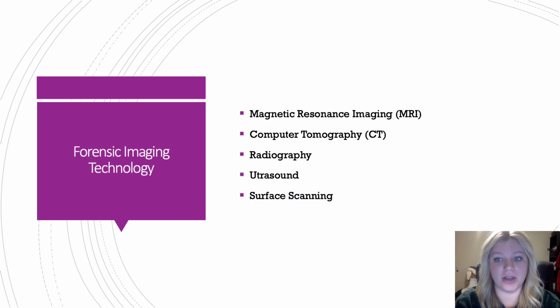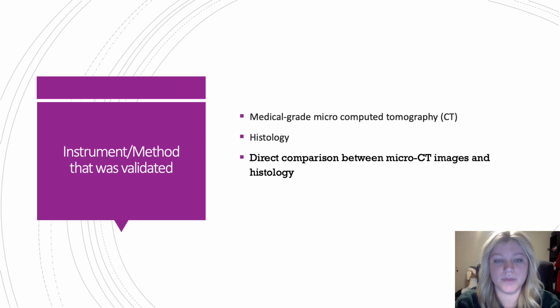Forensic imaging technology is widely used in postmortem examinations in the subdivision of forensic science called forensic radiology. Magnetic resonance imaging, or an MRI, computer tomography, CT, radiography, ultrasound, and surface scanning are all common methods used. In today's presentation, we will mainly be talking about computer tomography, also known as a CT scan. Instrument and method that was validated.